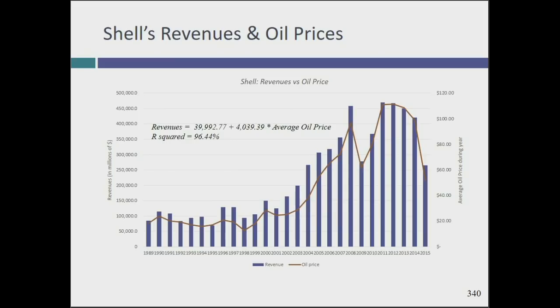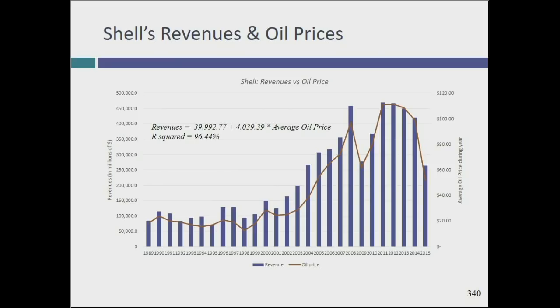But embedded in this graph is something that I can use to make my Royal Dutch valuation macro neutral. I actually ran a regression of Royal Dutch revenues against the average oil price. So if you look at that regression, basically every $1 increase in the oil price increases my revenues by $4 billion.